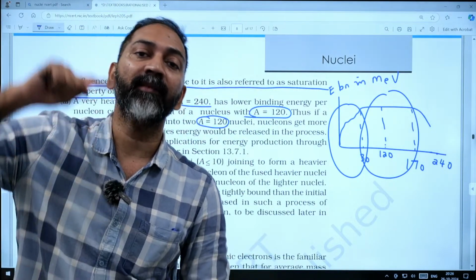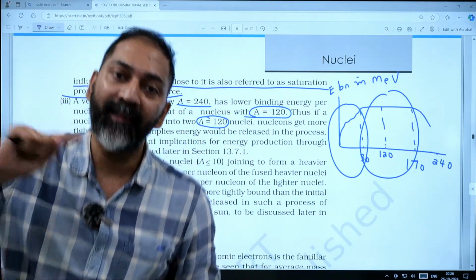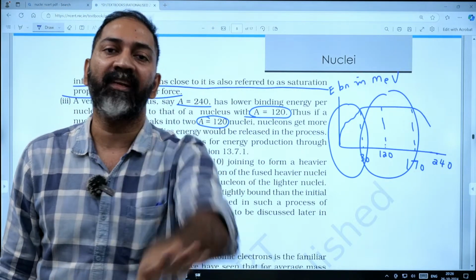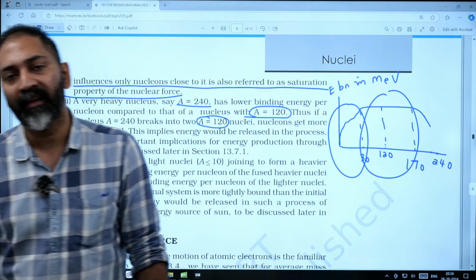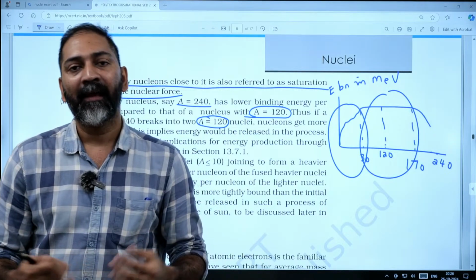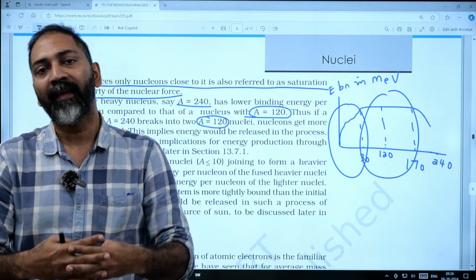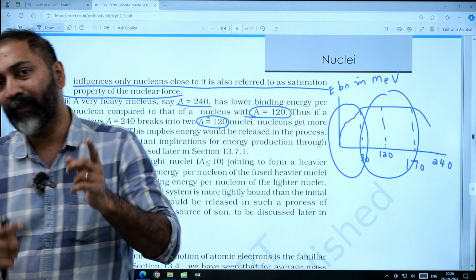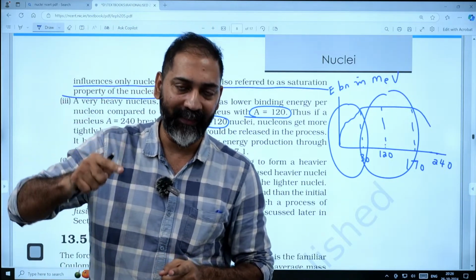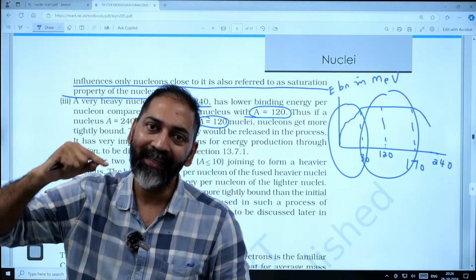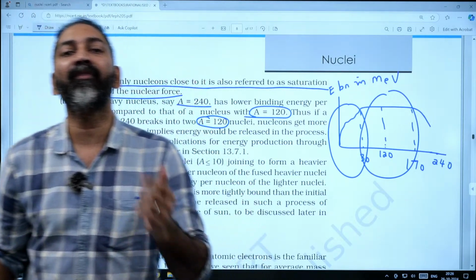Its binding energy per nucleon increases. Its stability also increases. So this process is called nuclear fusion. What is nuclear fusion? Lighter nuclei with mass number less than 30 combine to form a heavy nucleus with mass number between 30 and 170, thereby increasing binding energy per nucleon, thereby increasing stability. This is called fusion.